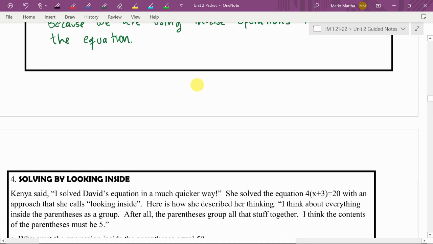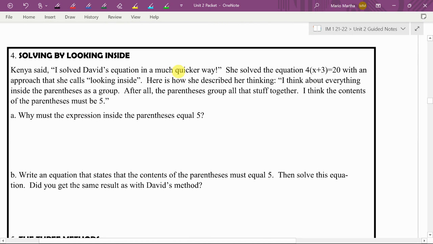And then we're going to look at our last method, solving by looking inside. So it says, Kenya said, I solved David's equation in a much quicker way. She solved the equation 4 times x plus 3 equals 20 with an approach that she calls looking inside. Here is how she described her thinking. I think about everything inside the parentheses as a group. After all, the parentheses group all that stuff together. I think the contents of the parentheses must be 5.